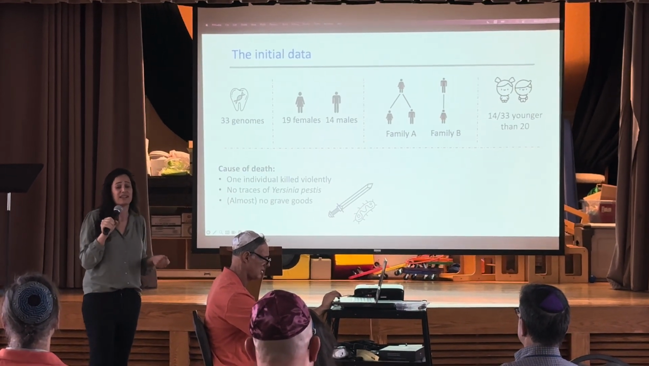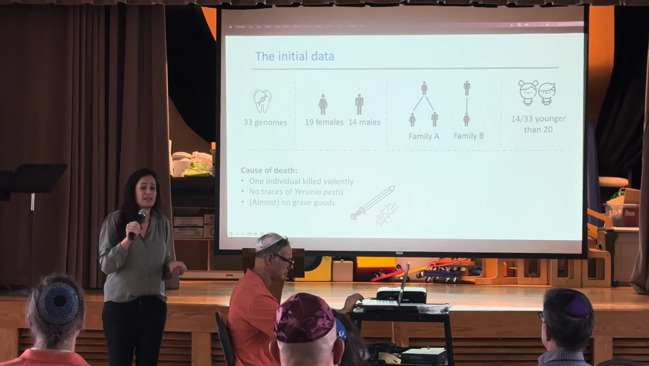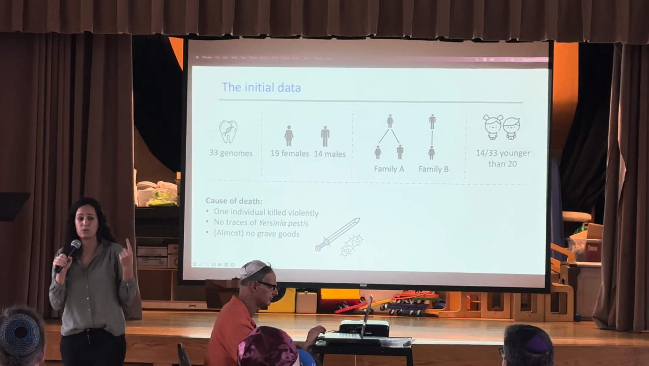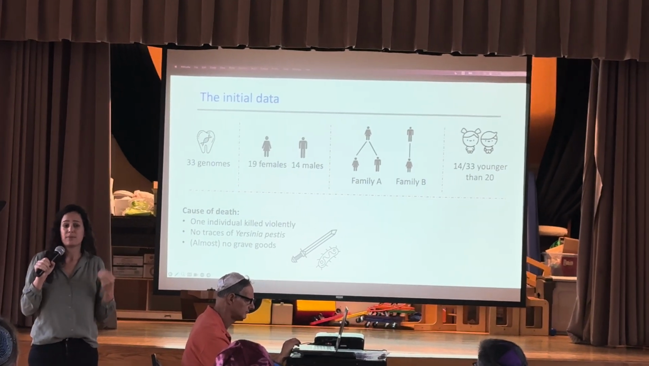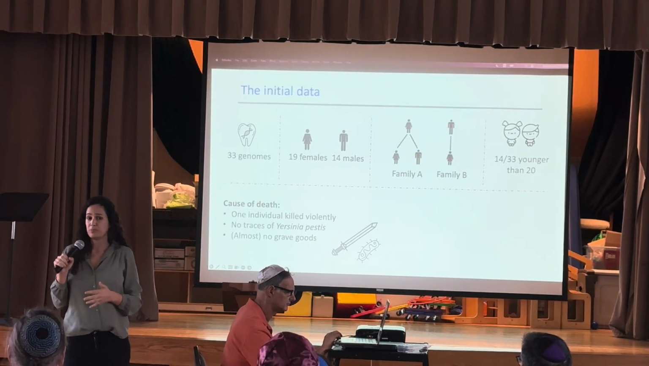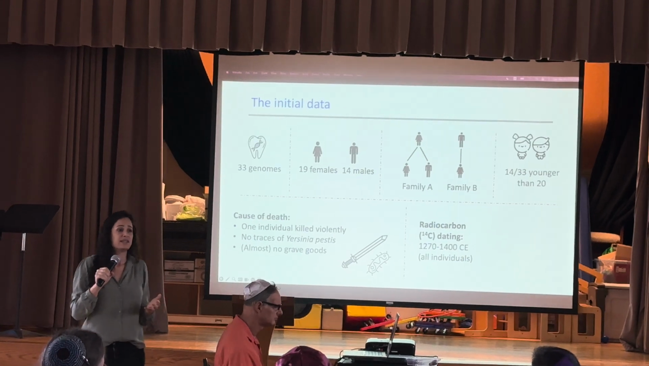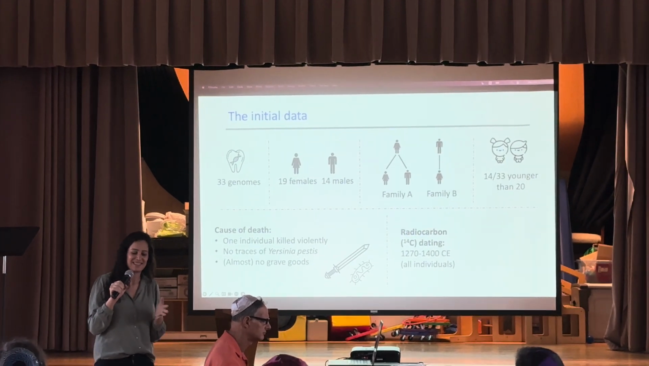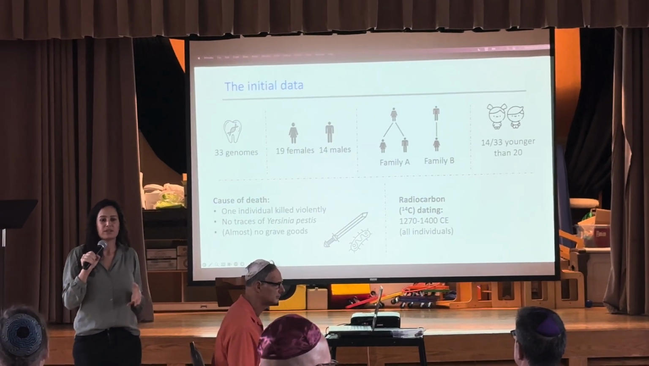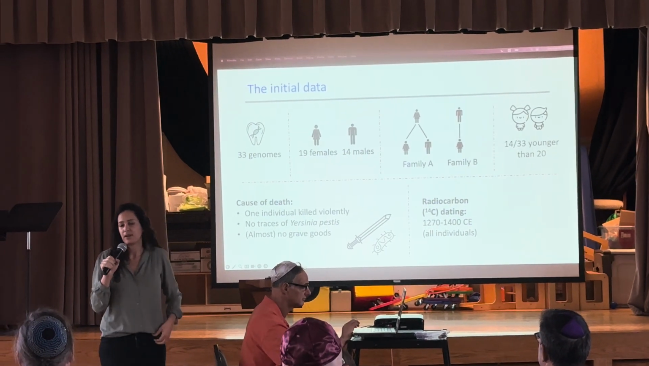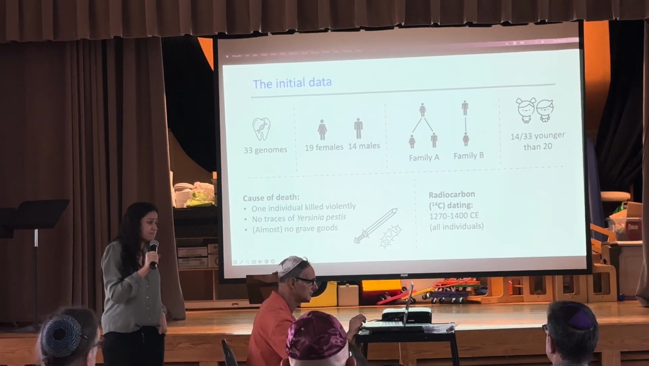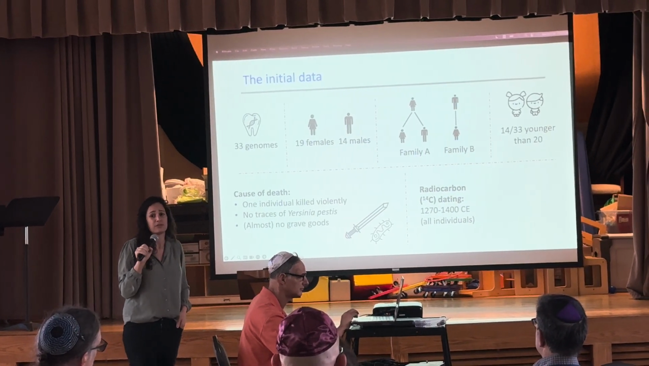We couldn't identify the cause of death. There were no signs of violence on their skeletons, except for 1 individual that was killed by a sword, so we assumed that they were not victims of the pogrom. At the time that they died, it was the time of the Black Death in the region, but we couldn't find any traces of the Black Death bacteria, so we also assumed that they did not die from the plague.